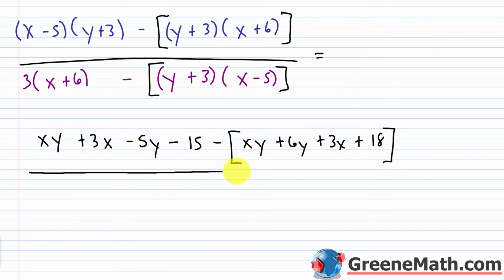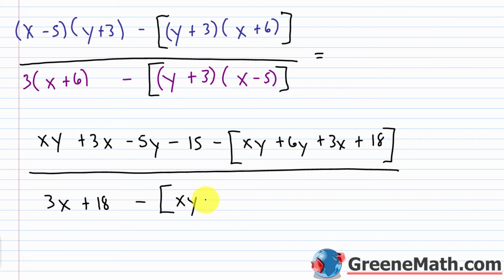So then this is over. We have 3 times x, which is 3x. Then 3 times 6, which is plus 18. And then right here we put minus. And then inside of brackets, y times x is xy. And then y times negative 5 is minus 5y. And then 3 times x is plus 3x. And then 3 times negative 5 is minus 15.